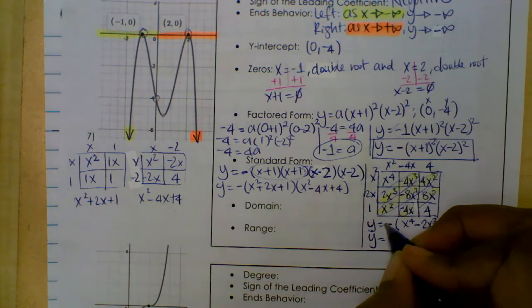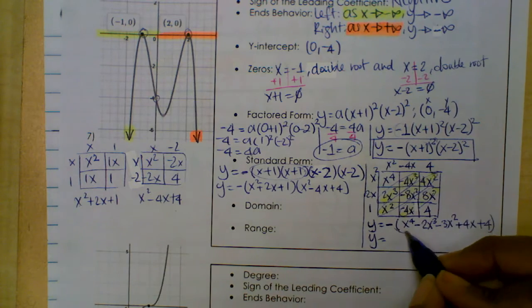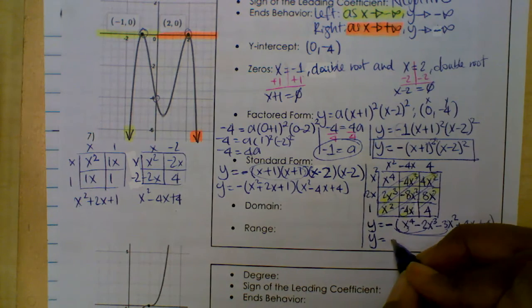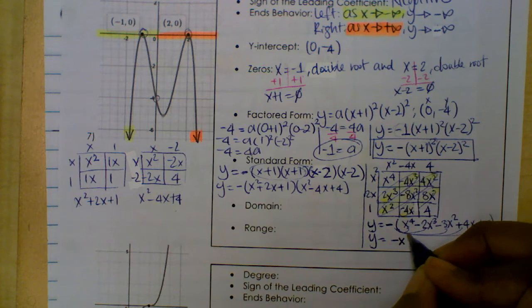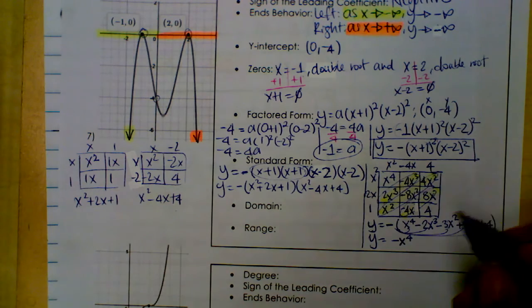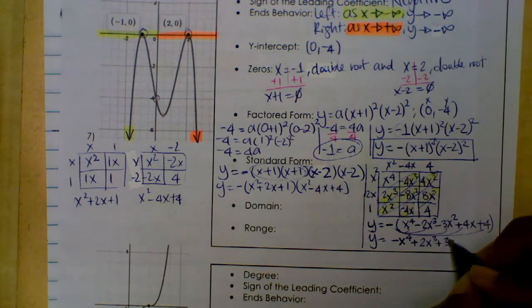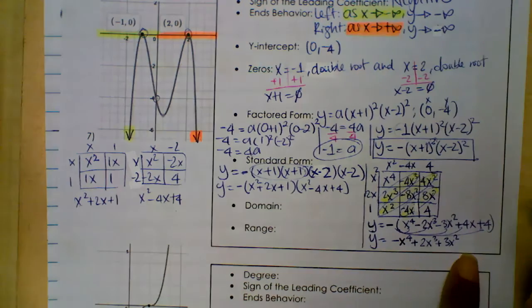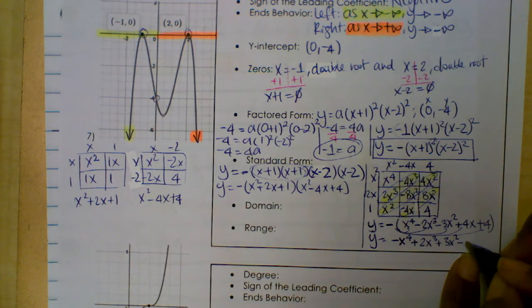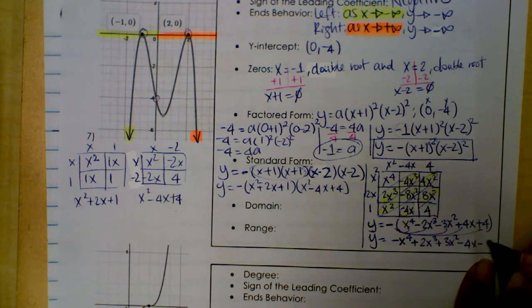And don't forget, I put a negative in front, so you need to distribute a negative to every single term. So the final answer is going to be negative x to the 4th power plus 2x cubed plus 3x squared, minus 4x minus 4.